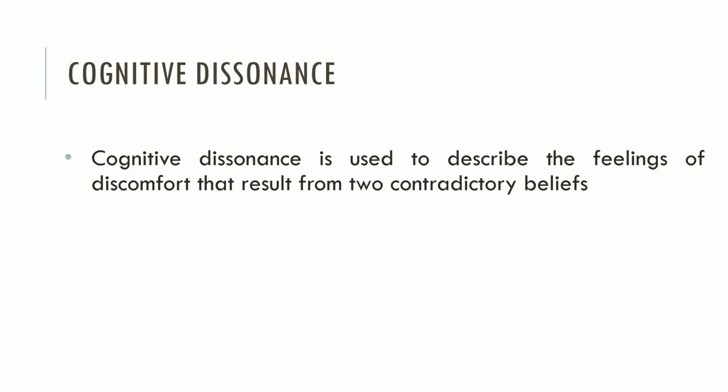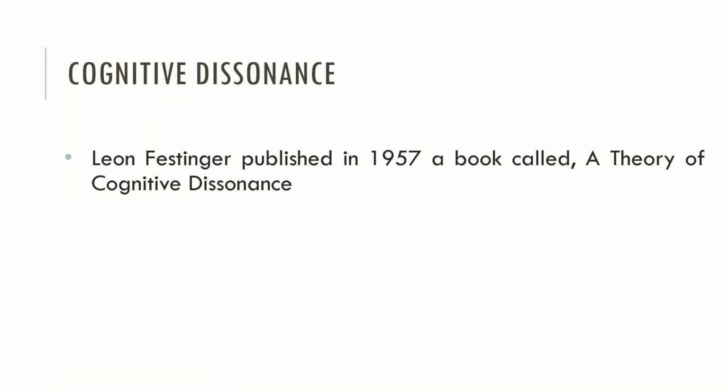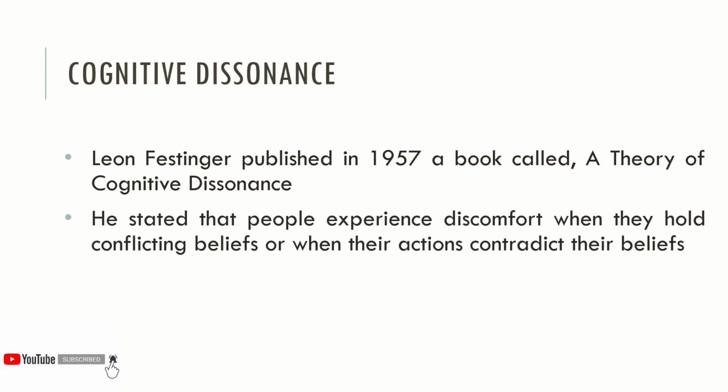When there is a discrepancy between beliefs and behaviors, something must change in order to eliminate or reduce the dissonance because the discomfort tends to increase. Leon Festinger published in 1957 a book called A Theory of Cognitive Dissonance. He stated that people experience discomfort when they hold conflicting beliefs or when their actions contradict their previous beliefs.